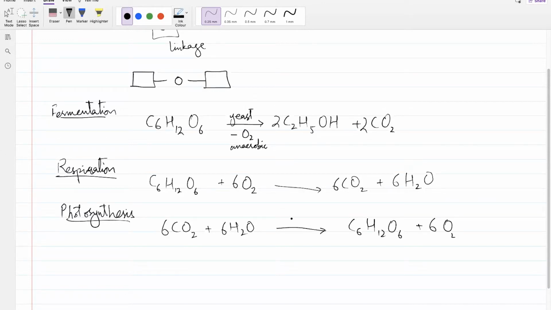Okay, and we use a catalyst for this. That catalyst is basically chloroplast. Okay, so chlorophyll, I think chlorophyll is the chemical and chloroplast is the part of the cell. Is that okay, people who study biology?